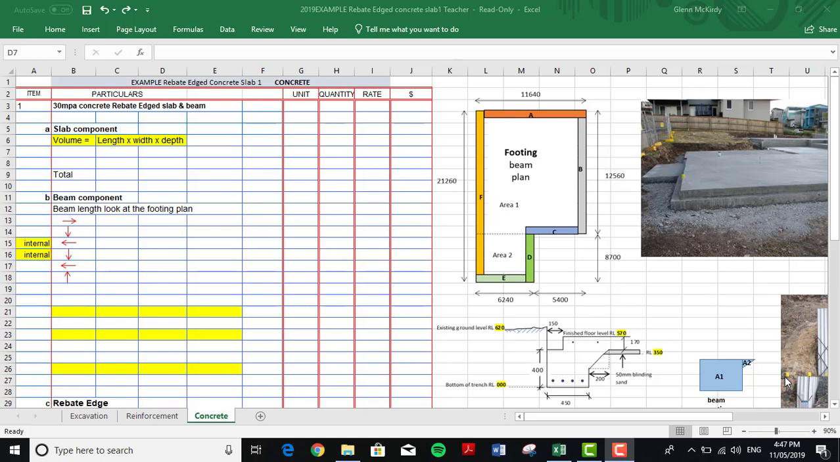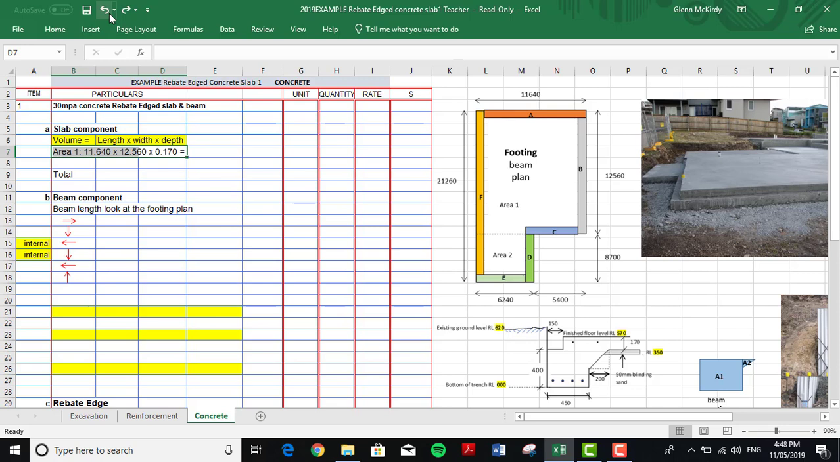Hi everyone, we're looking at an example of a rebate edge concrete slab, and this time we're going to do the concrete component of it. Okay, so we're using the into-over method, which we've discussed in class, and visually I would recommend that you always draw this plan because it's going to help you visualize what you're actually writing down, what your calculation is. Okay, so the slab component, we've got two areas, area 1 and area 2.